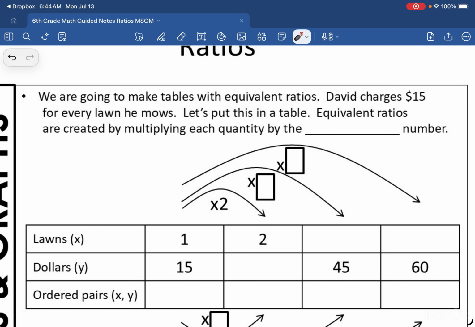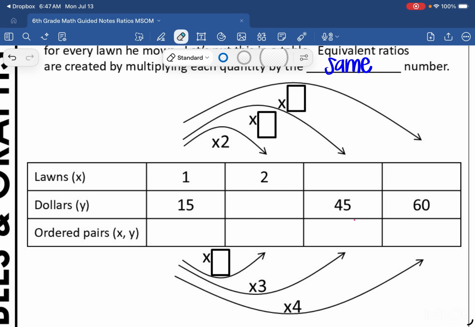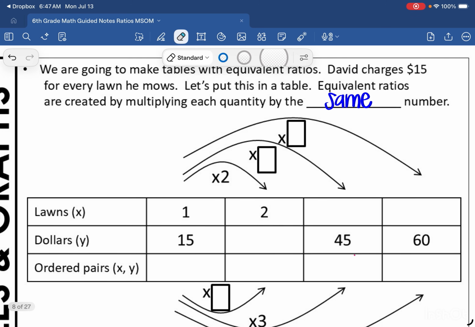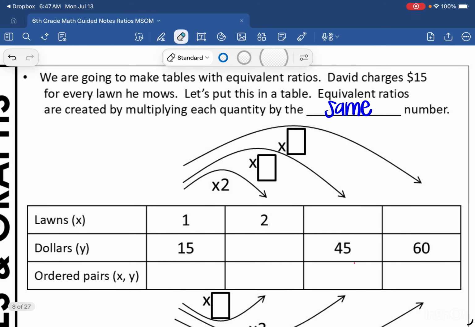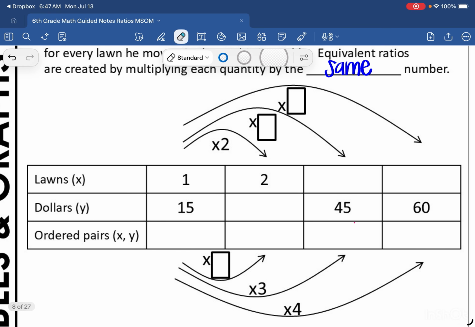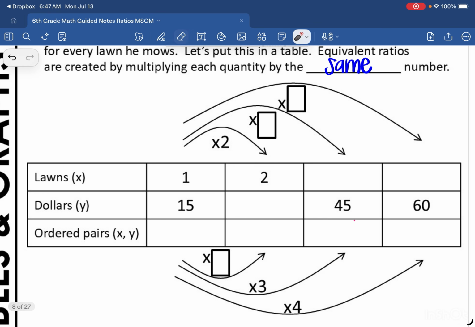David charges $15 for every lawn he mows. Let's put this in a table. Equivalent ratios are created by multiplying each quantity by the same number. All right, let's look at this table down here below. So it says David charges $15 for every lawn he mows. And we can already see that here in the table.